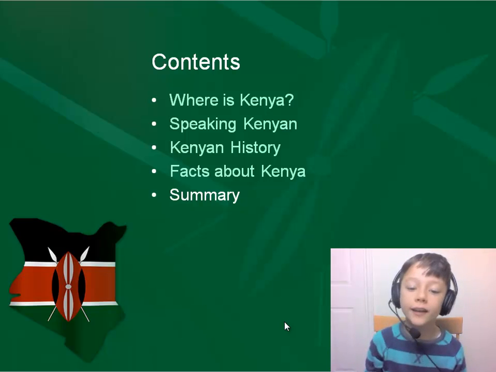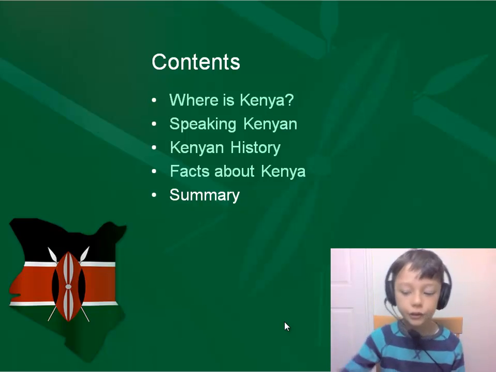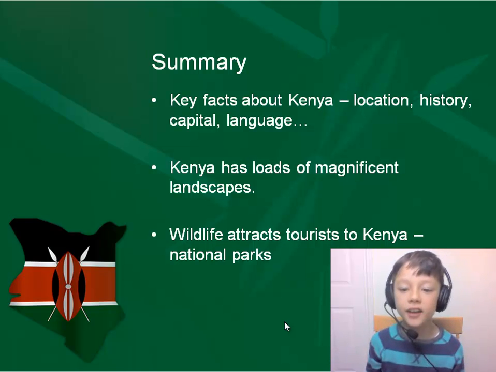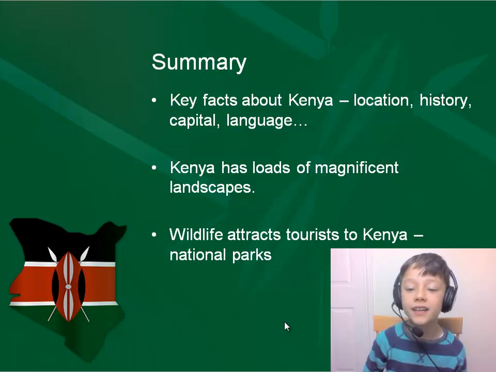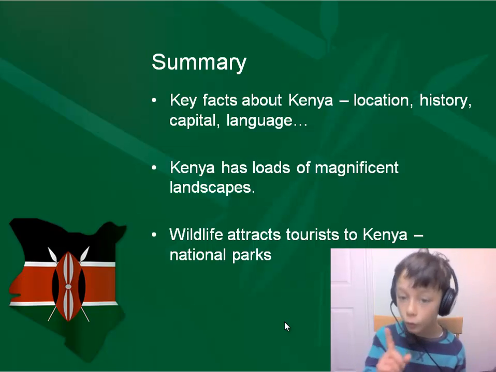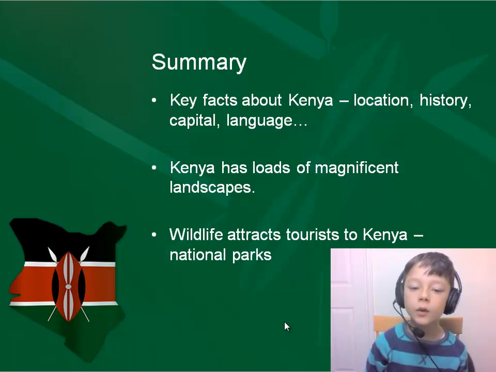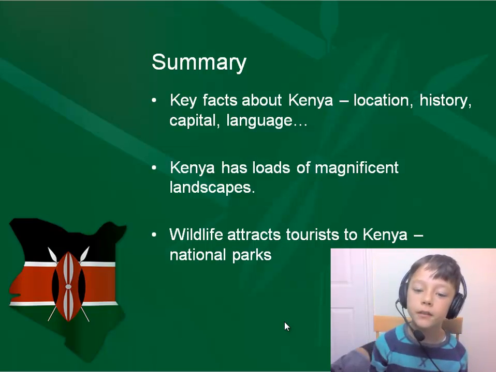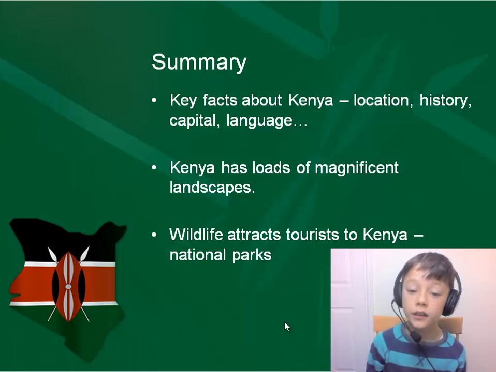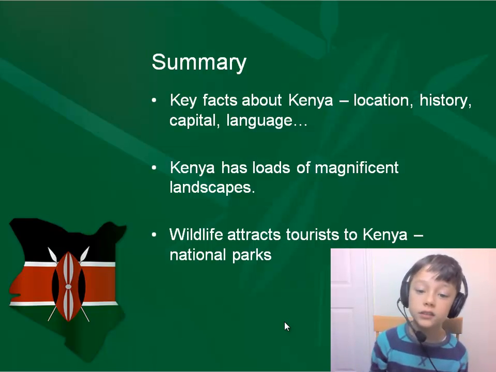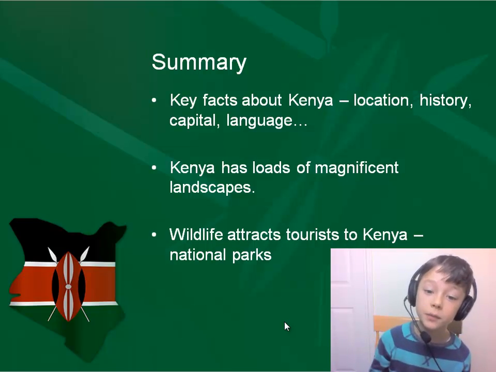Okay, last of all, we're going to round all off what we've learned in the summary. Key facts about Kenya. Its location. It is situated in the east of Africa and sits on the equator. History. Kenya has been inhabited for many years. In fact, over 1 million years ago. The capital of Kenya is Nairobi. The language is a very, very high standard with English and Swahili spoken.